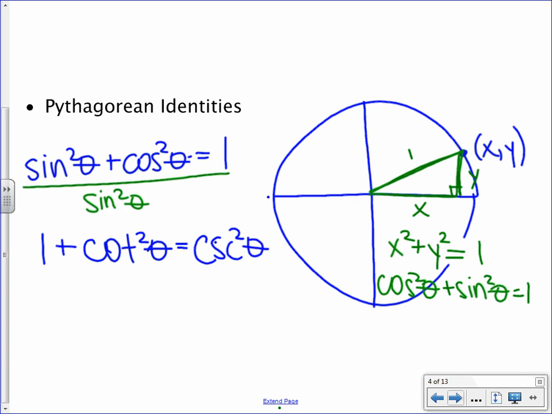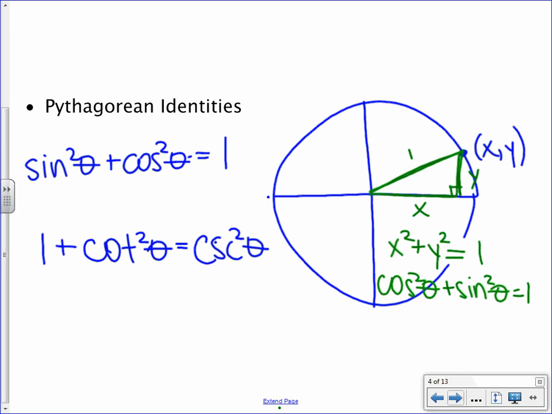So here is your second Pythagorean identity. 1 plus cotangent squared equals cosecant squared. And same kind of thing, we can rearrange that as we need it. Okay, if we want cosecant squared minus 1 equals cotangent squared, we can write it like that. Okay.